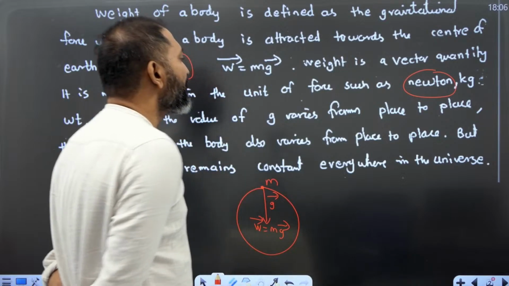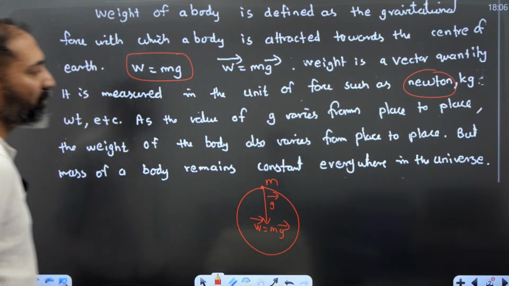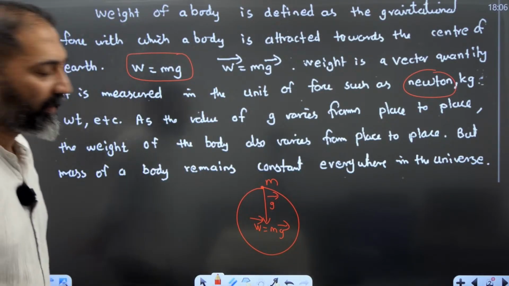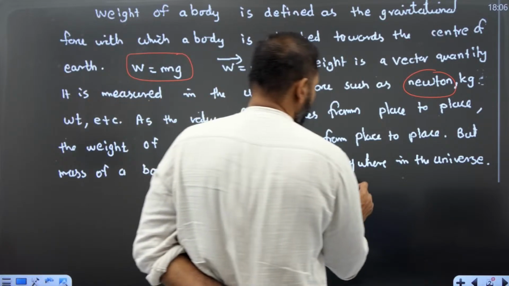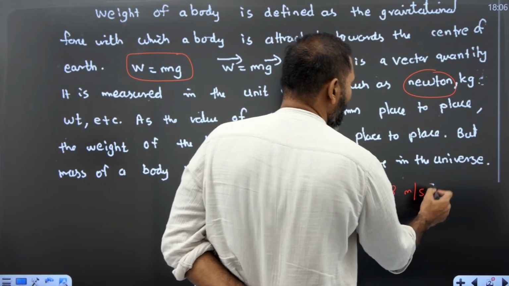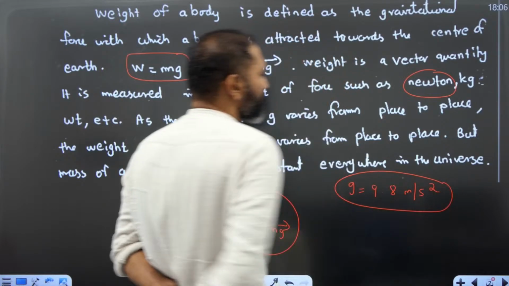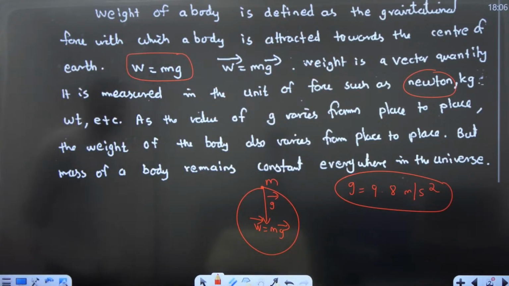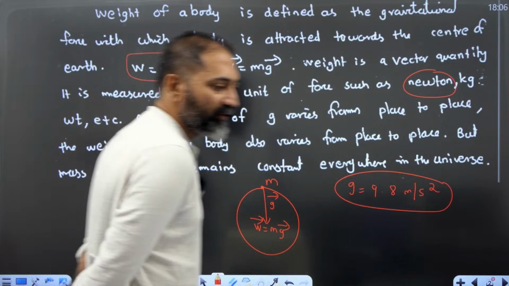As the value of g varies from place to place, g is not a constant. Up to 10th standard, you study that acceleration due to gravity is a constant. But in plus one physics, you should understand that g is not a constant. There is a slight variation in g. So the weight of the body also varies from place to place. But the mass of a body remains constant everywhere in the universe, which is a very important point.